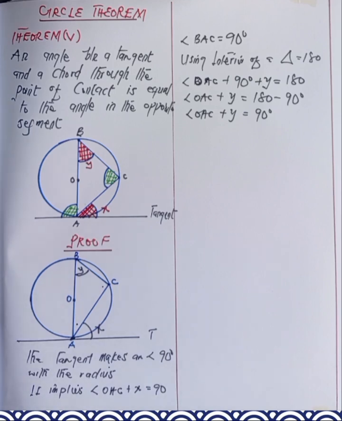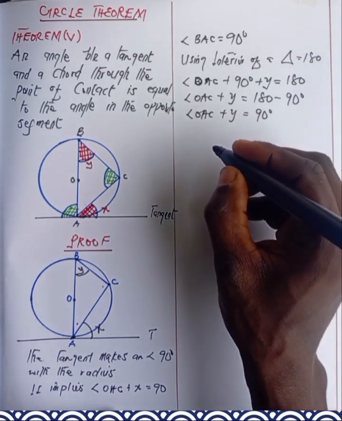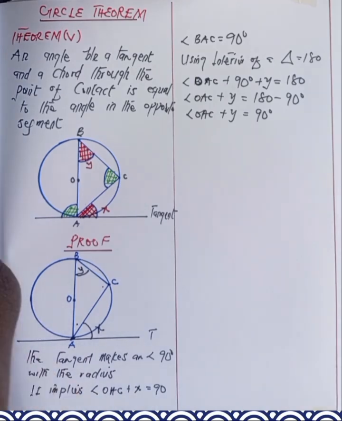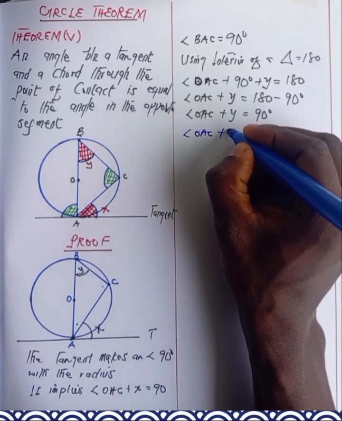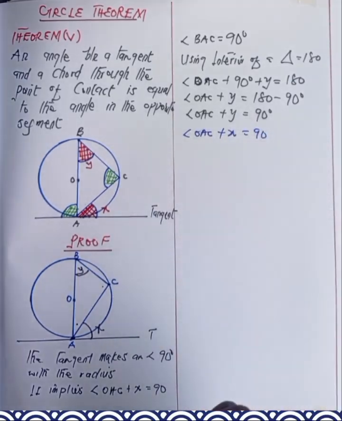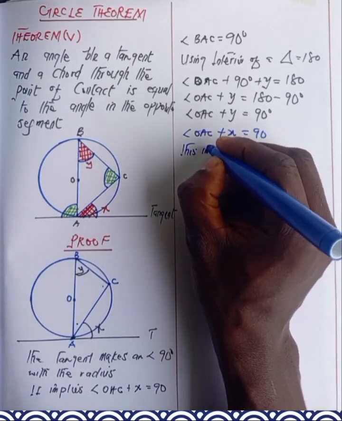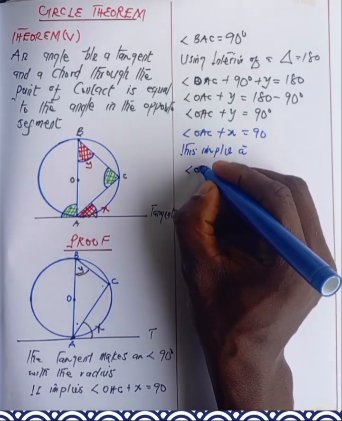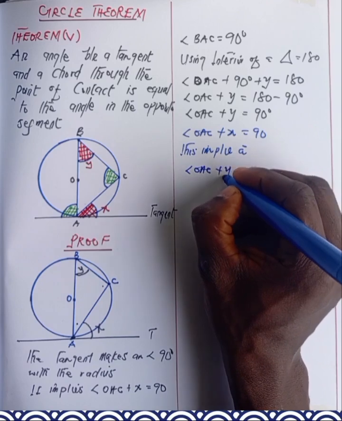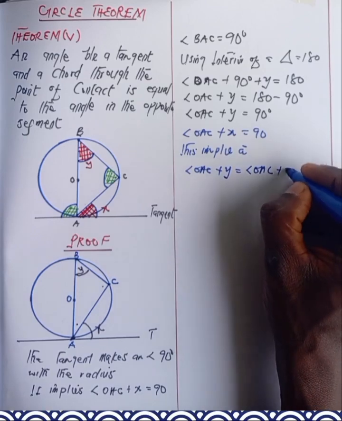Now we have already established that angle OAC plus x is equal to 90 degrees. So we know that angle OAC plus x is equal to 90 degrees. This implies that angle OAC plus y is equal to angle OAC plus x.